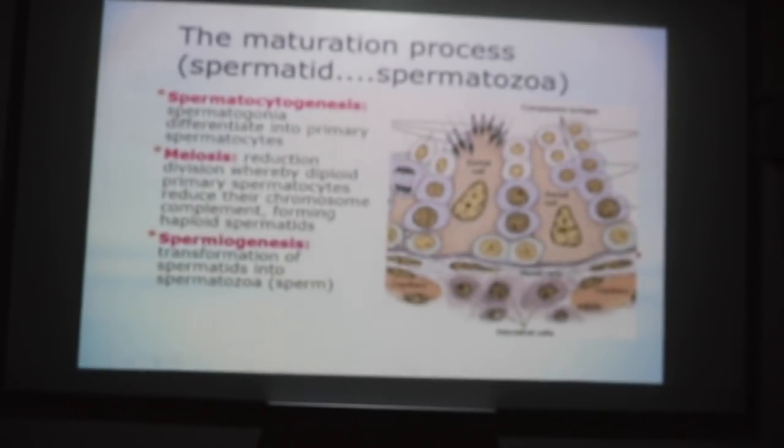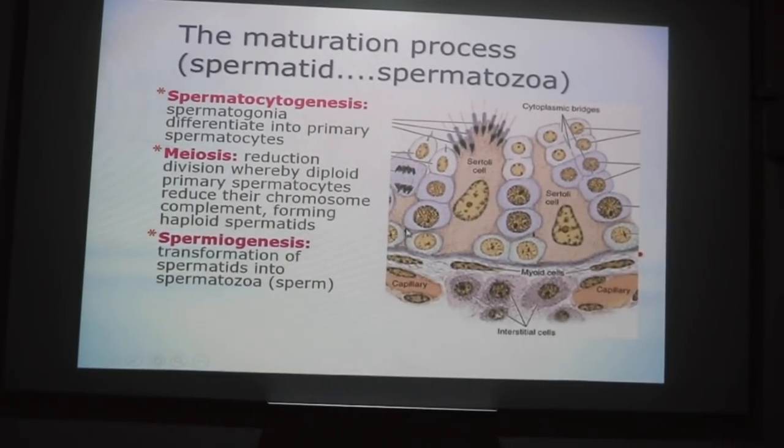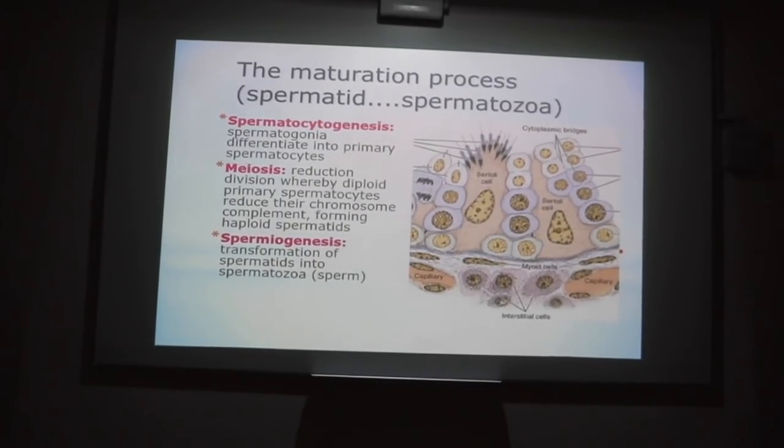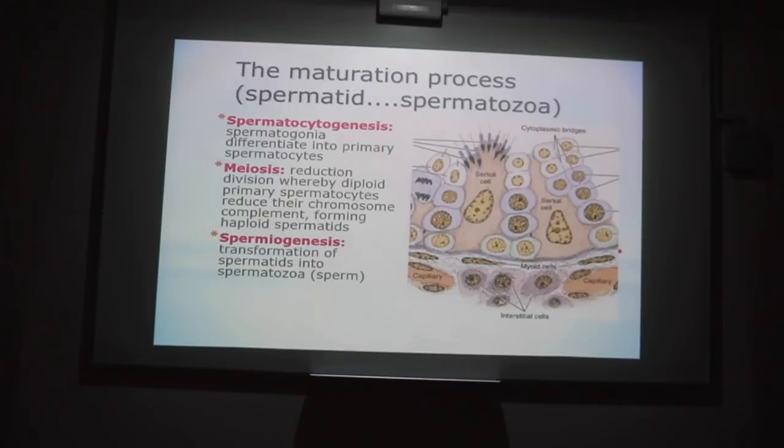You can see it here again. This is the Sertoli cell. These are the spermatogonia. These are the primary spermatocytes. That's the secondary spermatocytes, the spermatids. You can see the myoid cells here. This is the basal lamina. So this is the histological structure of the seminiferous tubule.